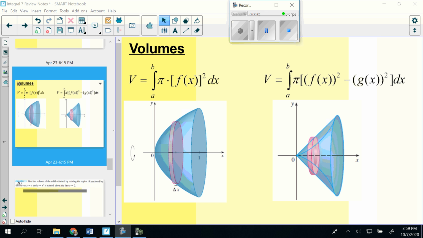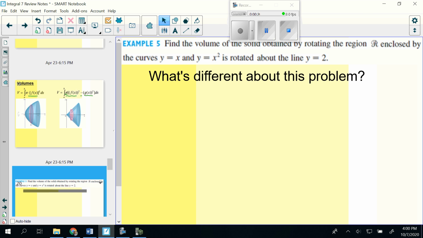All right, we've looked at how to find volume if it just involves one function. It's just pi r squared. If you've got two functions and we're using the washer method, it's pi r squared minus pi r squared, and you get the volume there. What happens though if you get a problem that looks like this?